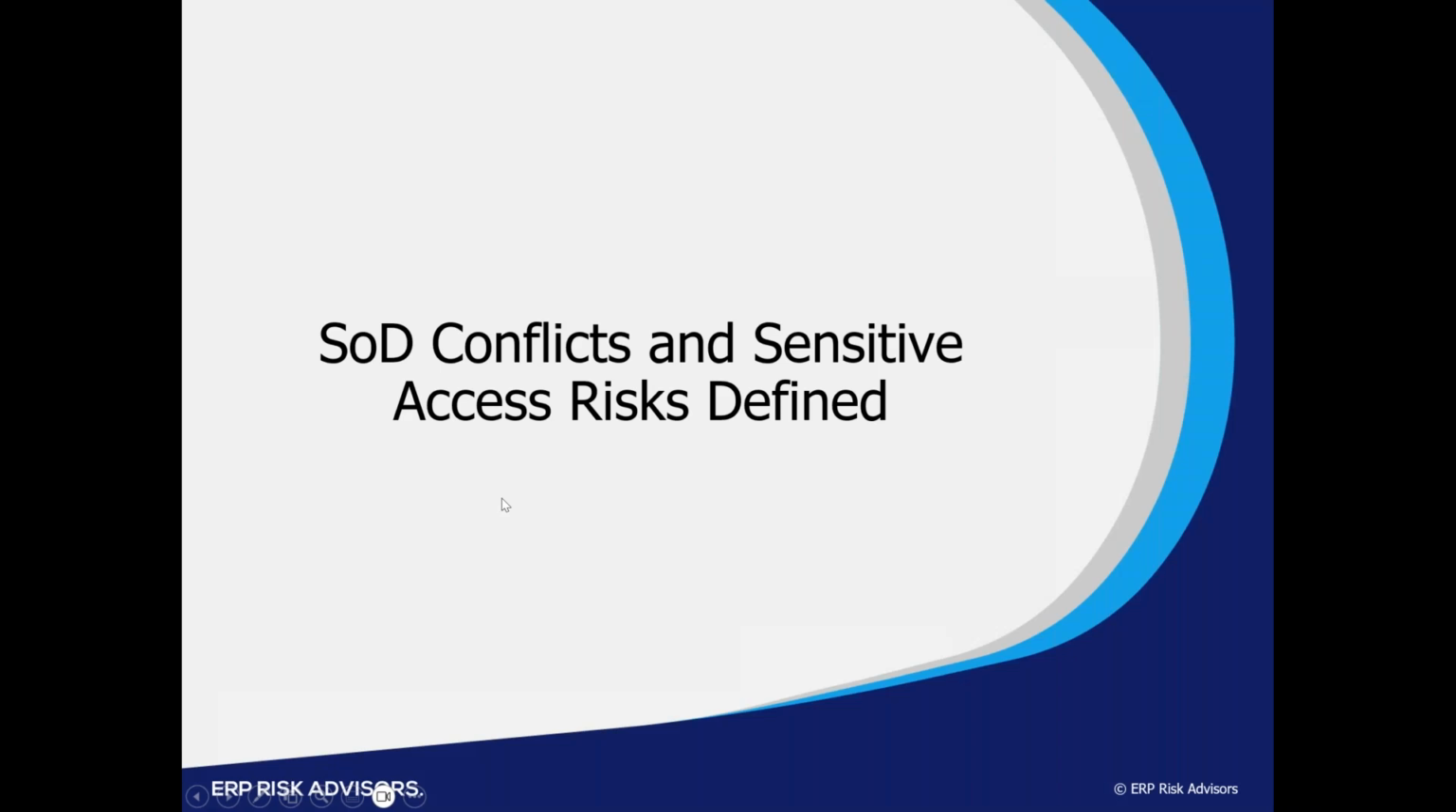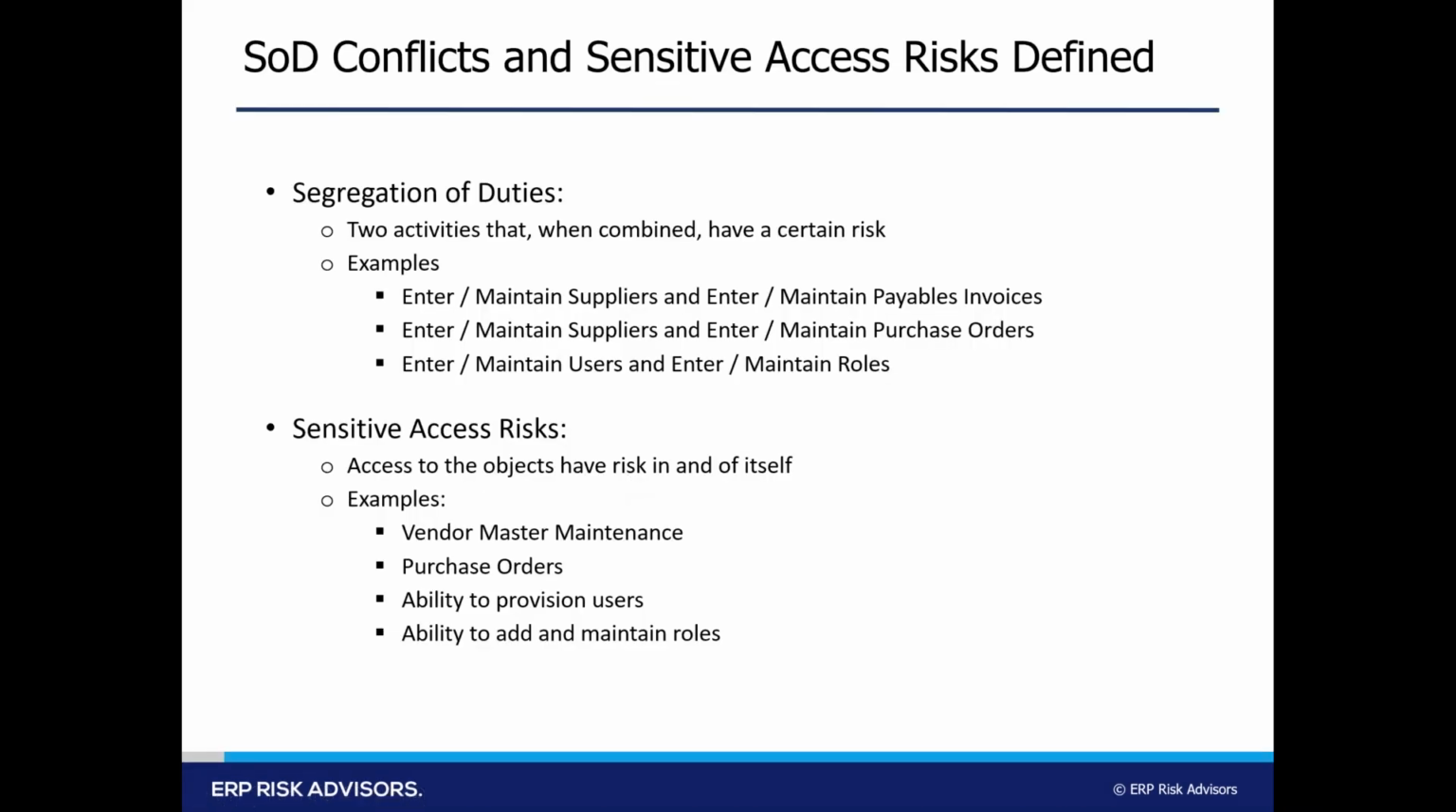So I want to next go through and define something from the last couple of webinars. I've talked a lot about the potential overemphasis on SOD conflicts and underemphasis on sensitive access risks. To make sure we're all on the same page, a lot of people think about access control risk in the context of SOD, or segregation of duties, which is the combination of two things, like the ability to enter and maintain suppliers, and the ability to enter and maintain payables invoices or purchase orders. Those are important from a compliance risk, and there are certain elements like overriding controls, journal entry controls and fraud elements wrapped into that.